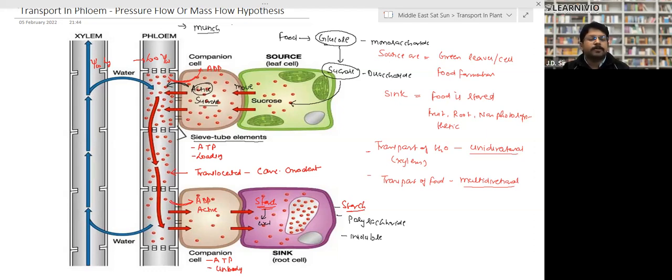In the sieve tube element, water starts coming from the nearby xylem element due to low water potential.